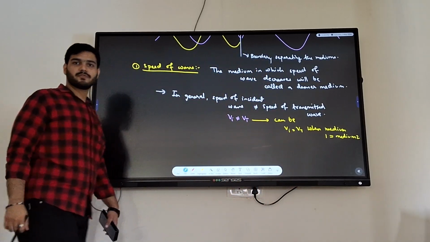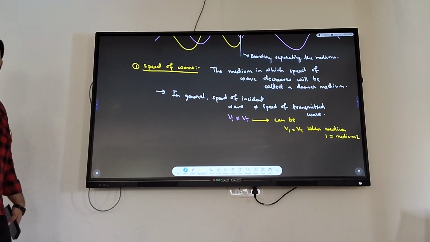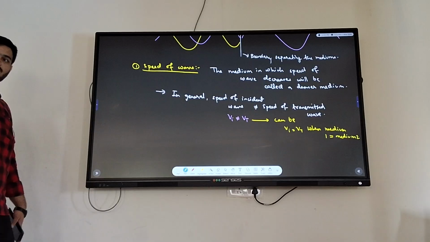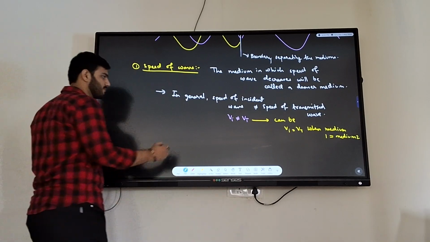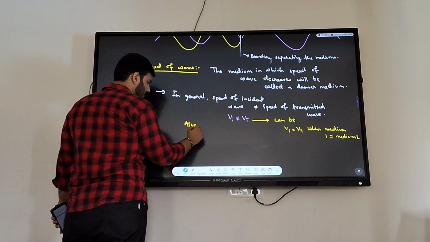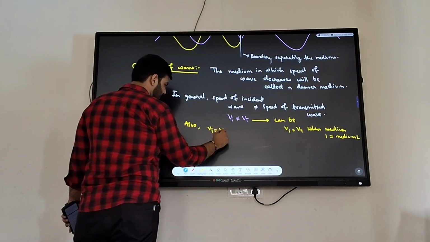What can you talk about Vi and Vr? They are equal. They are equal in general. Why? Same medium. They are existing in the same medium. Also, Vi is equal to Vr in general.